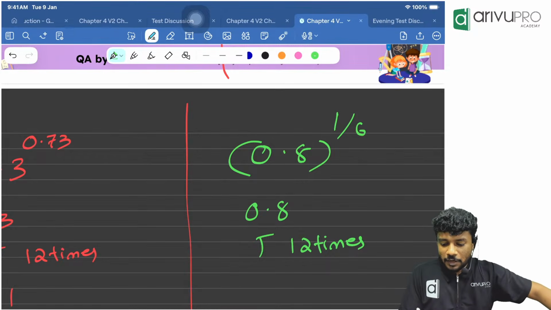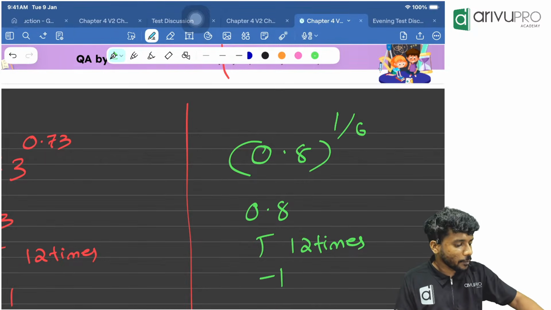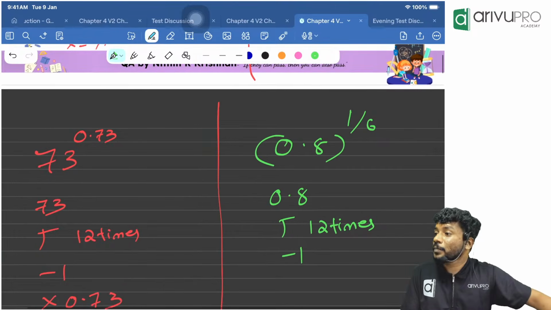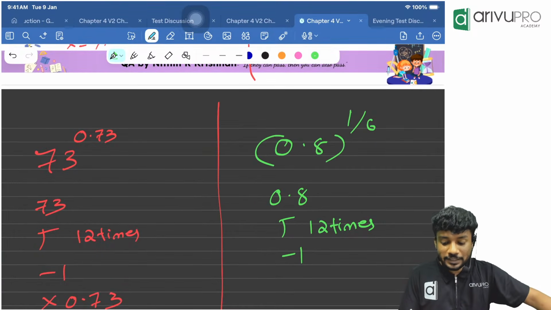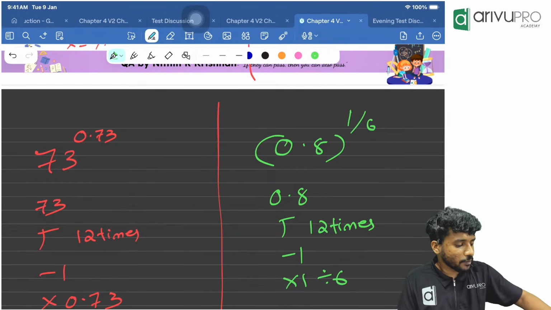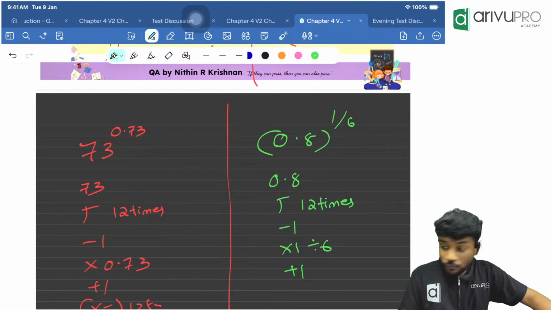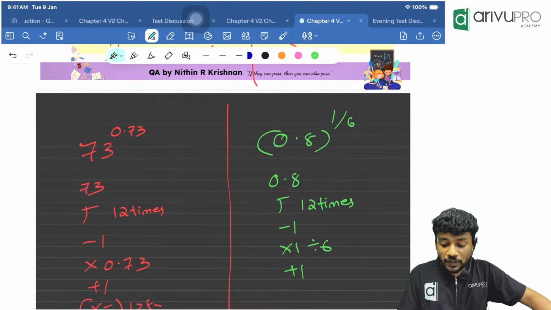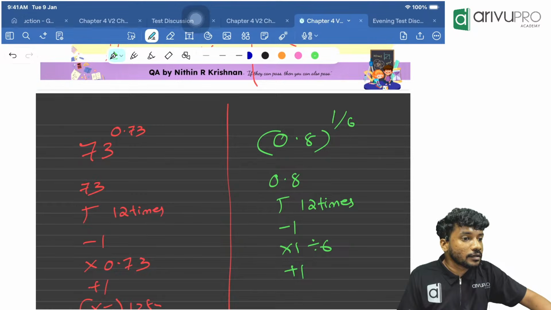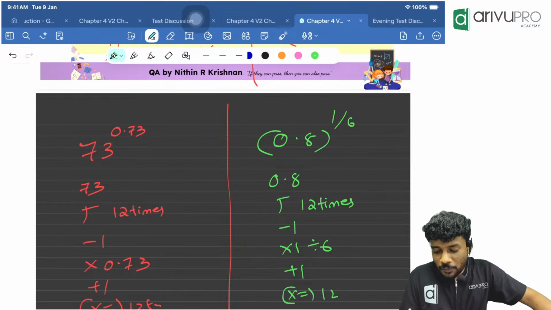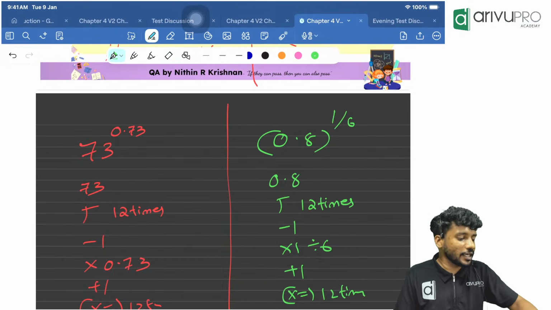Then type minus 1. Then who is the power? Power is 1 by 6. Multiply by 1 divided by 6. Then what to do? Plus 1. Then finally, what is the last and final thing? Equal to. Do it 12 times. Please do that for me.